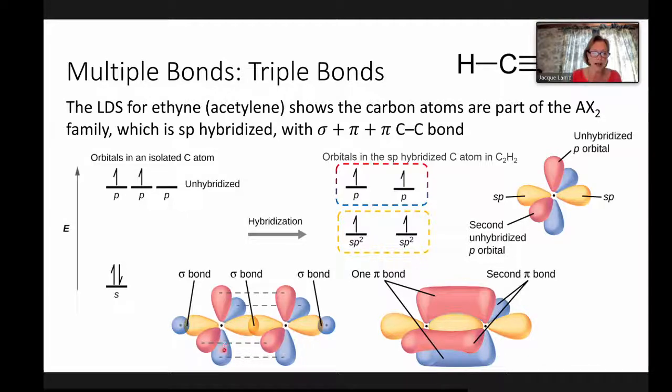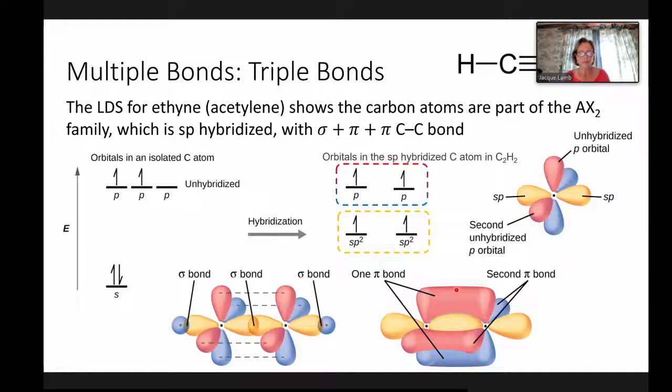Our 2 unhybridized p orbitals then, this is one of them. This is the y-axis p, and this one would be the z-axis p orbital. Those form side-to-side overlap, just like it did with the double bond, only it is in front and behind the axis of the nuclei. So those are both pi bonds because they don't occur on the axis between the nuclei.